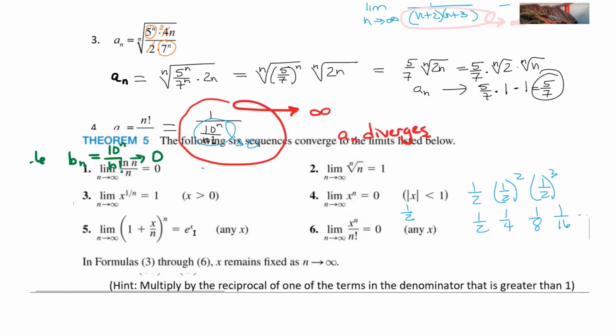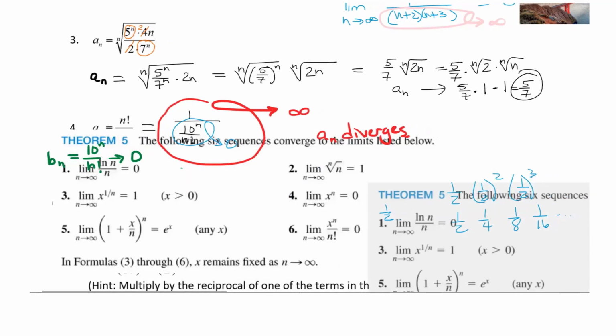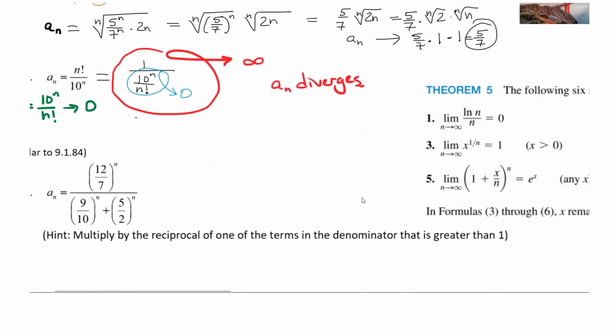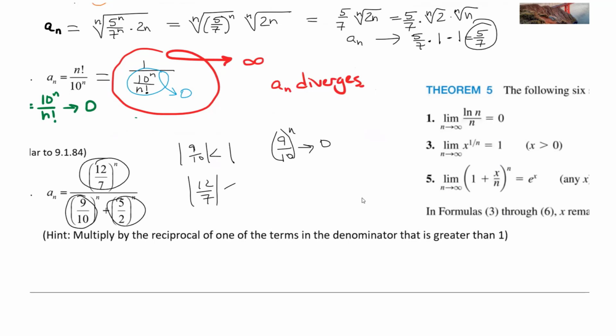So what does that have to do with our problem? Well, we have 3 terms, and in 1 of these terms, we have a number less than 1. The absolute value of 9/10 is less than 1. So we know that 9/10 to the n power is going to approach 0, but we have a problem with the other 2. 12/7 absolute value is definitely not less than 1. 5/2 absolute value definitely not less than 1.